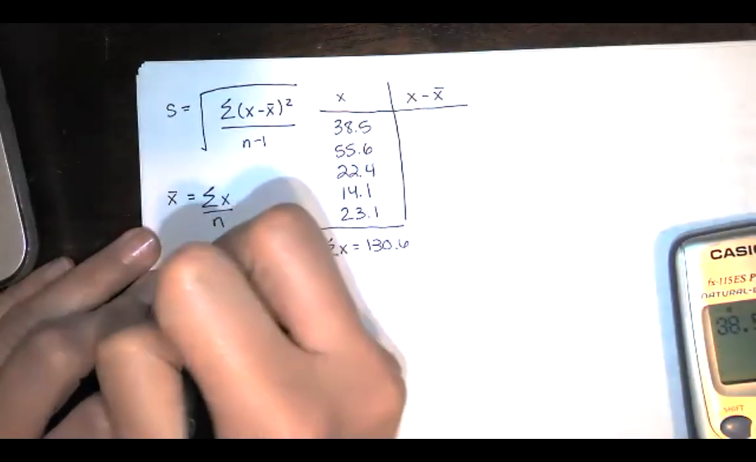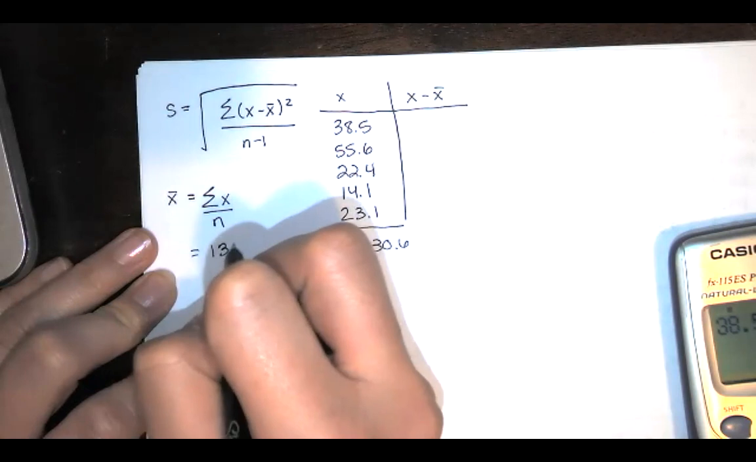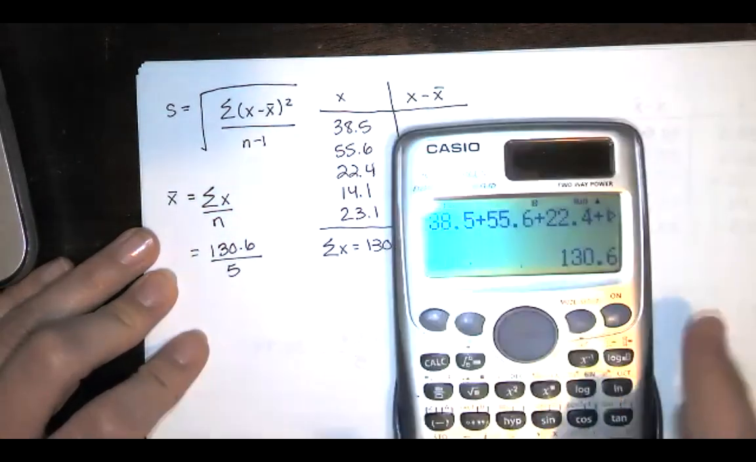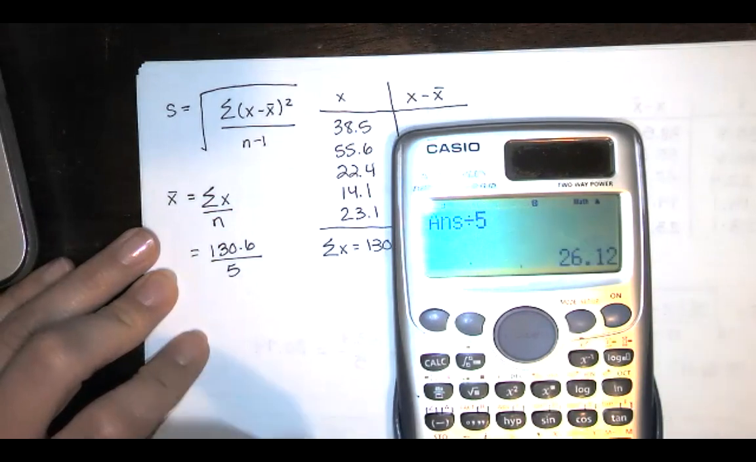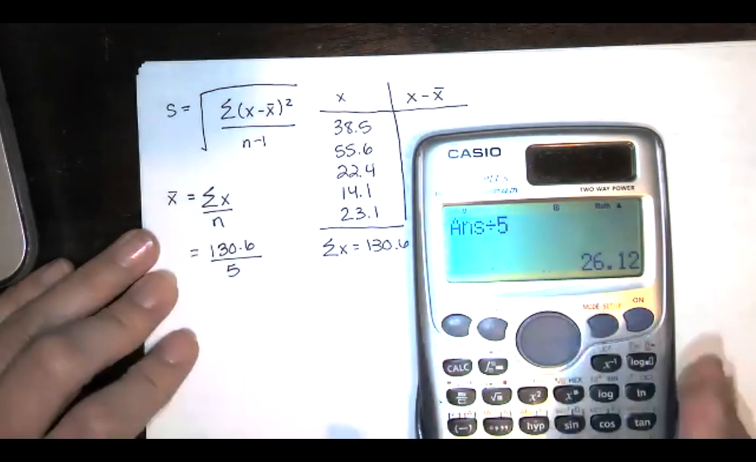Now I need to compute x bar, that's my sample mean. So I take 130.6 and I divide by the sample size, which is 5. And I get 26.12.